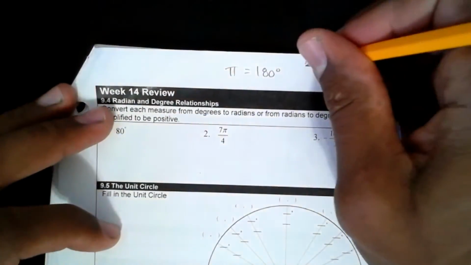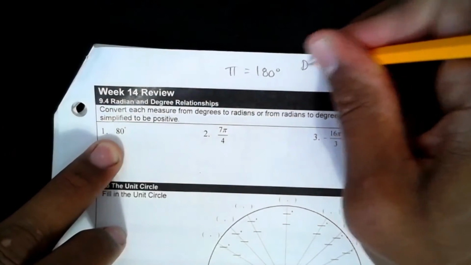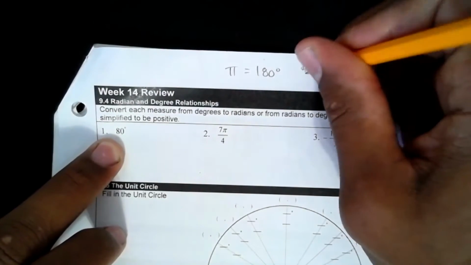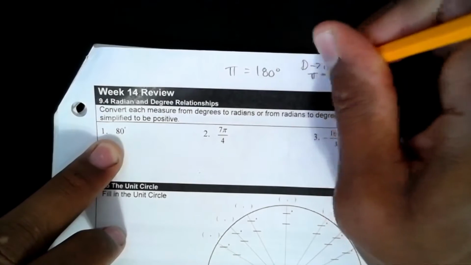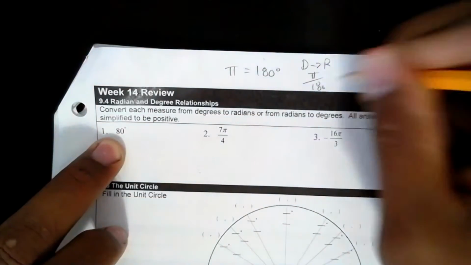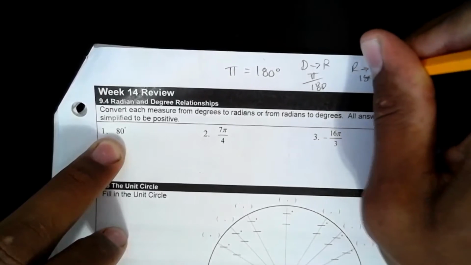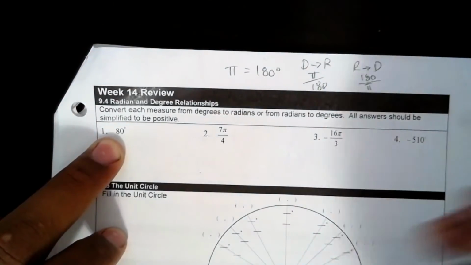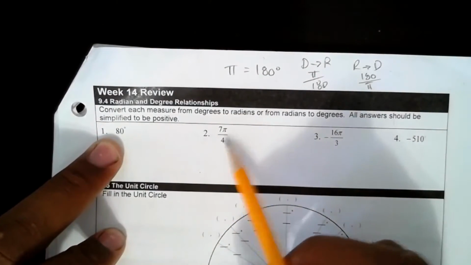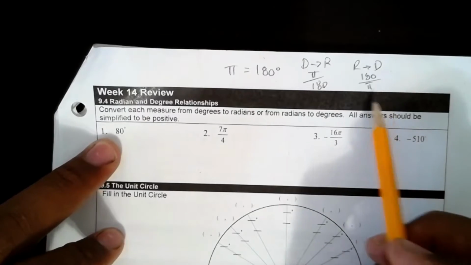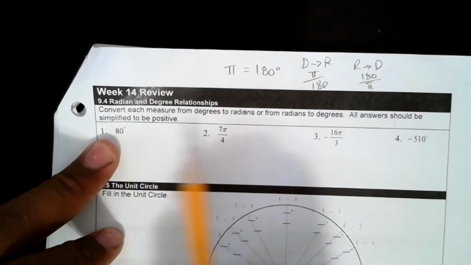Now, if I'm going to go from degrees to radians like you see here, we're going to multiply by pi over 180. And if we go the opposite way, from radians to degrees, then we just flip that ratio and multiply that radian angle by 180 over pi, and then we usually end up having to reduce or something like that in order to get our final answer here.